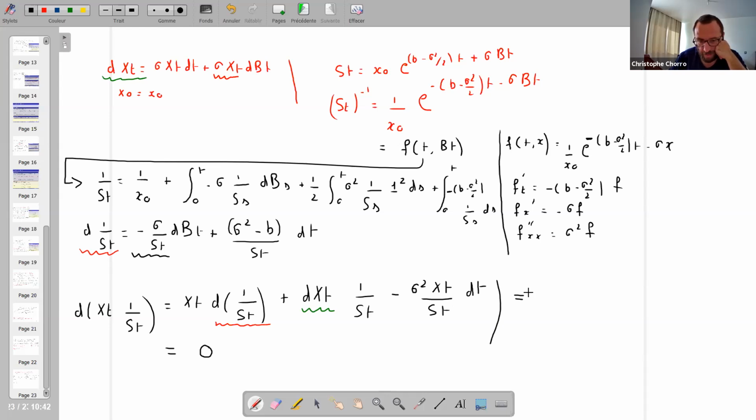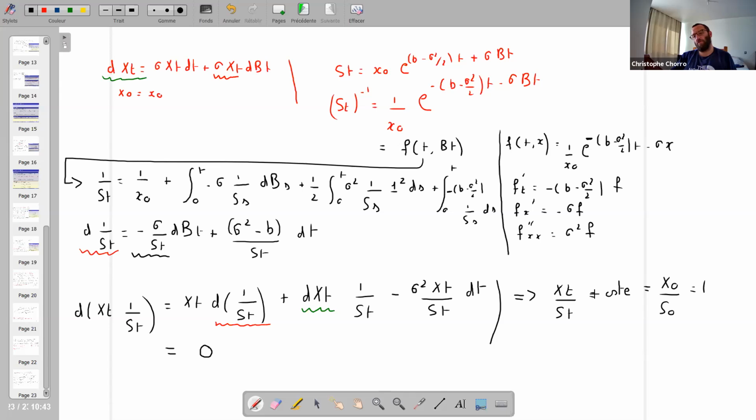This one implies that Xt over St is in fact a constant. And what will be this constant? This constant will be the value at 0 that is equal to 1. So I have proved here, if you have a look at what I have done, that the Ito differential of this product is equal to 0. I prove that this product is constant, this constant being equal to 1, because X0 is equal to x0 and S0 is equal to x0 also.